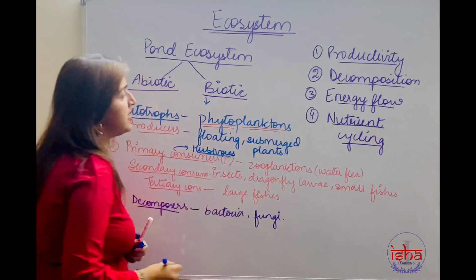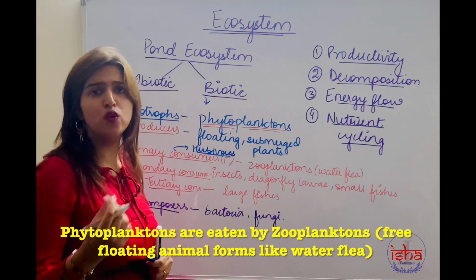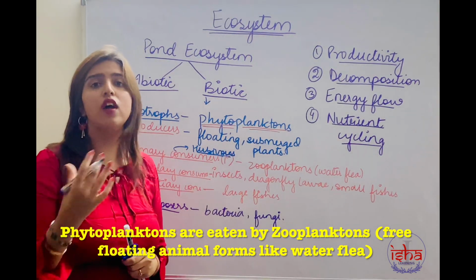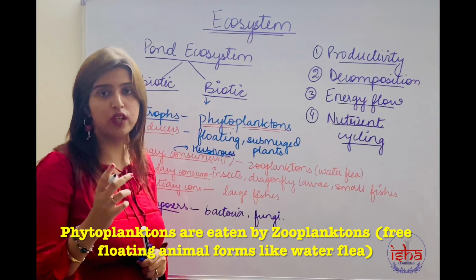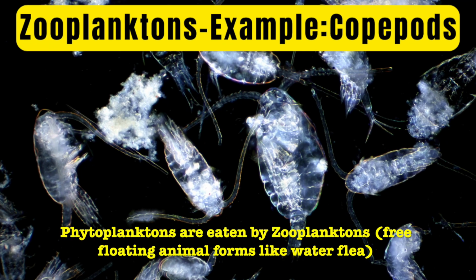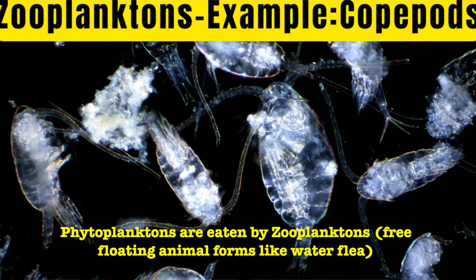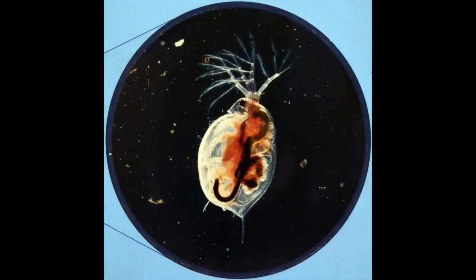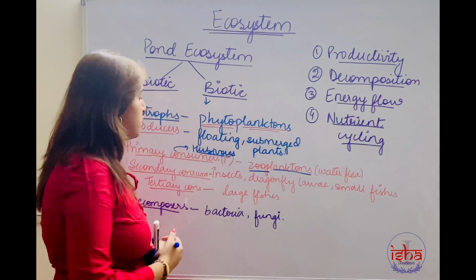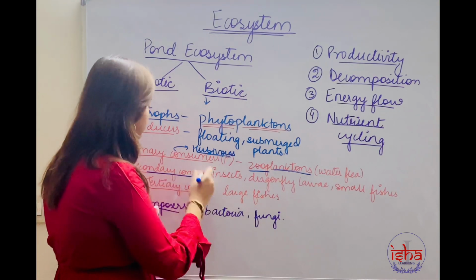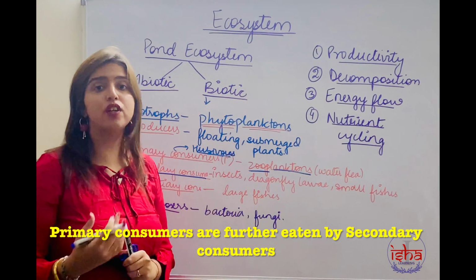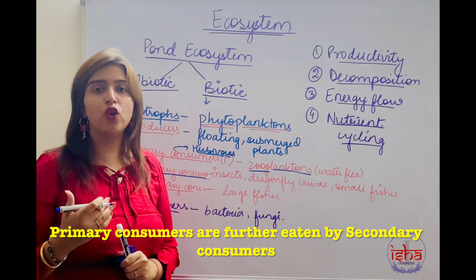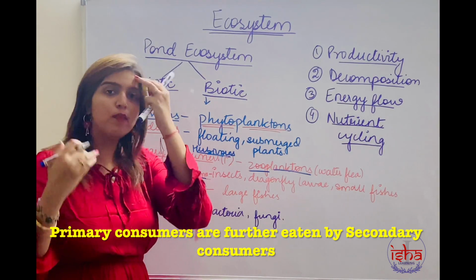So who are eating these phytoplanktons? Zooplanktons. Zoo refers to zoology, the study of animals. So these free-floating animal forms like water flea etc. are going to come and eat these plants up. Also, these are further eaten by secondary consumers. Primary consumer को कौन खा रहा है? Secondary. 1 के बाद कौन सा आता है?